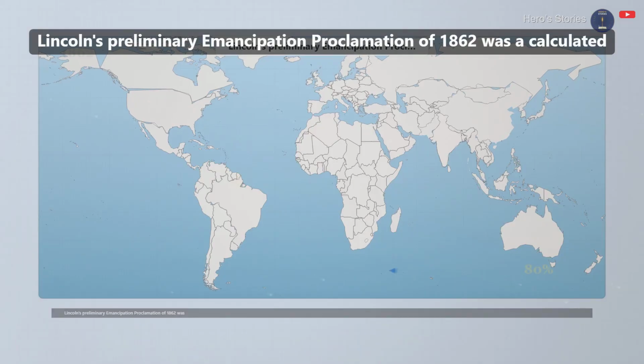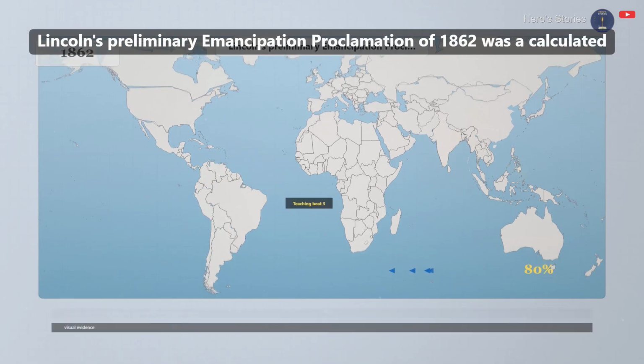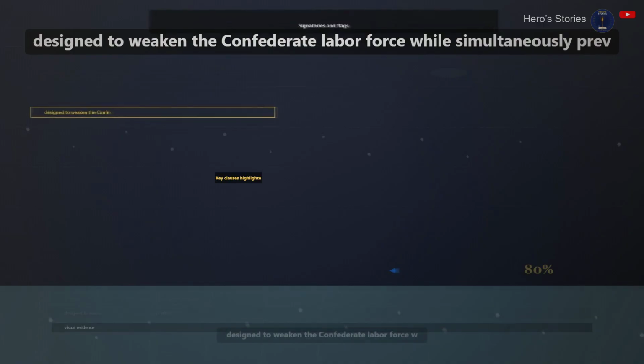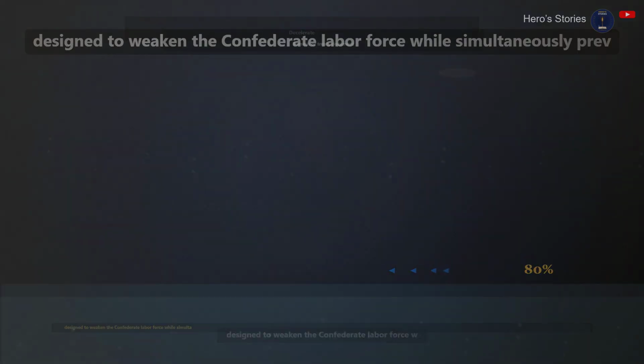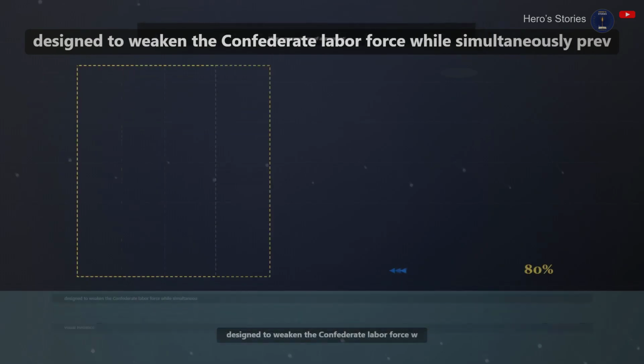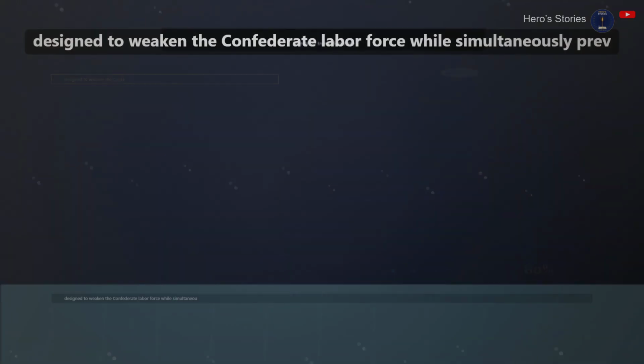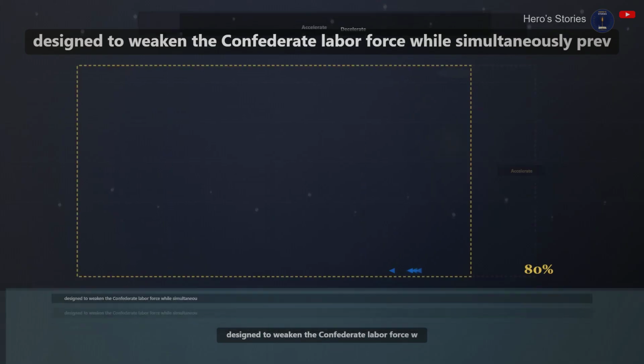Lincoln's preliminary Emancipation Proclamation of 1862 was a calculated strategic measure, designed to weaken the Confederate labor force while simultaneously preventing foreign recognition of the South by framing the war as a moral crusade against the institution of slavery.